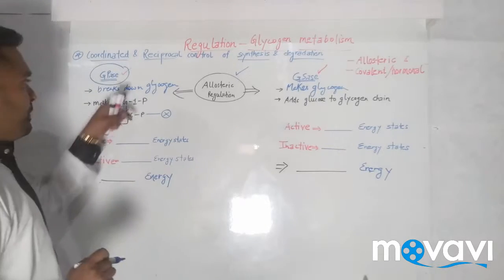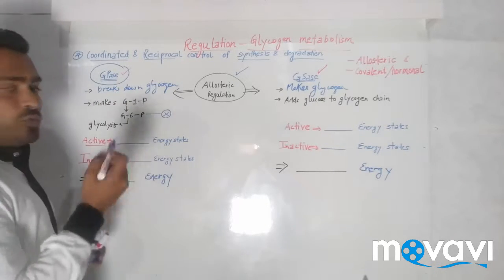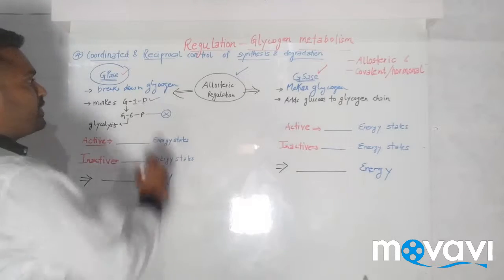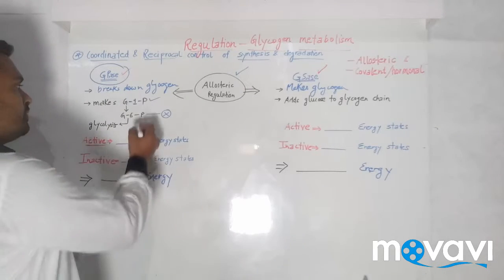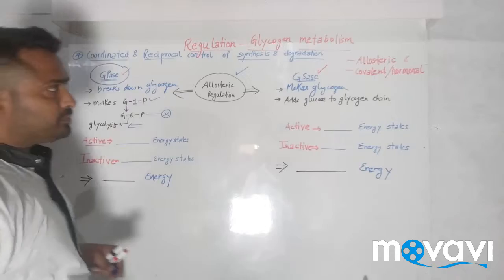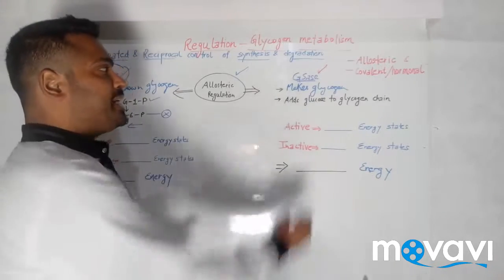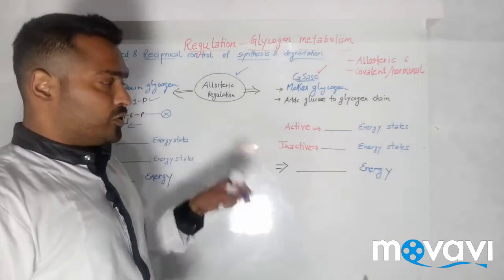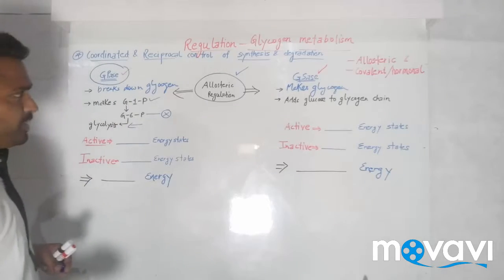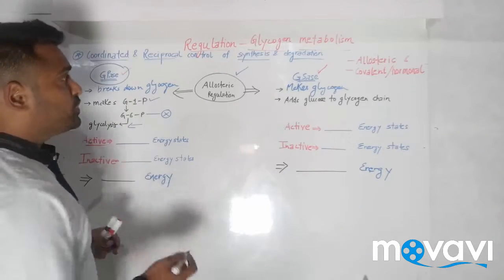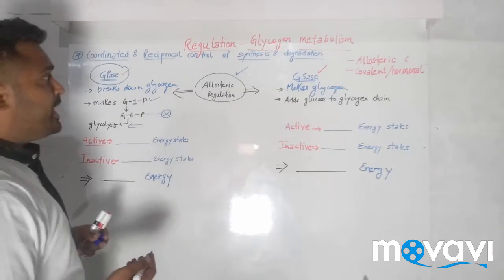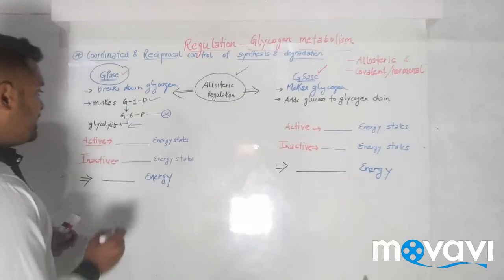If this is breaking down glycogen, what would it make? Glucose 1-phosphate and then glucose 6-phosphate, which enters into glycolysis. And in this case, it is adding glucose to the glycogen chain. What kind of molecules would inhibit or activate these enzymes?